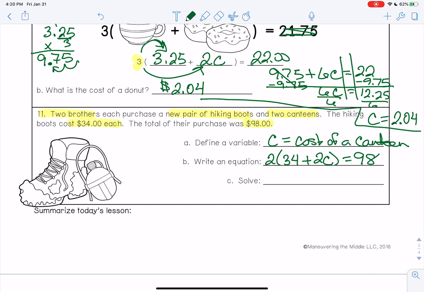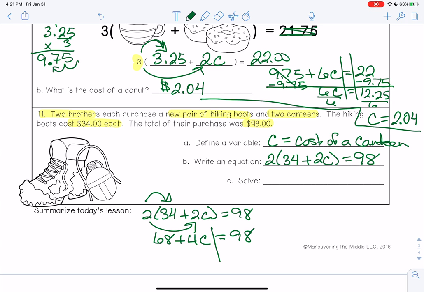Now they want us to solve, so I'm going to go ahead and solve it down here. 2 times 34 plus 2C equals 98. Remember, we have to do the distributive property first. So 2 times 34 is going to give us 68. 2 times 2 is 4. And we get 68 plus 4C equals 98. Now we're ready to draw our river. We're going to subtract the 68 on both sides. And we get 4C equals what?